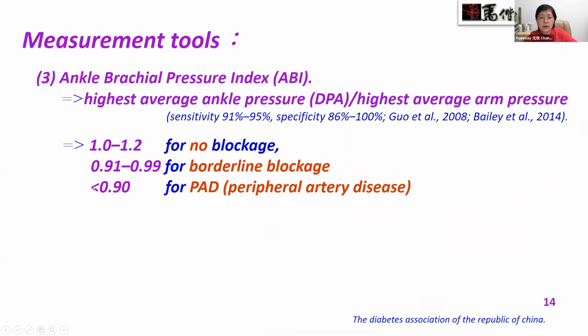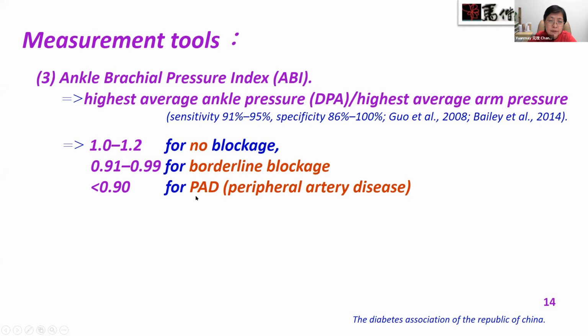Also, we have a score to indicate this. No blockage is if the value is 1.0 to 1.2. If it is less than 0.9, it indicates peripheral artery disease. So we can see the patient's ABI results.